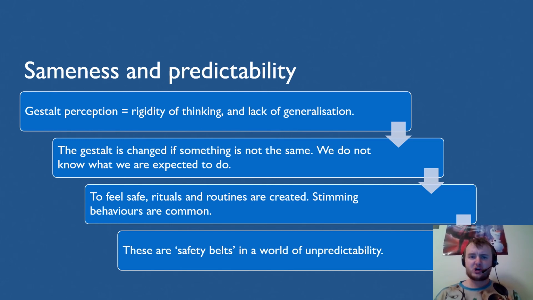An autistic child may perform a particular task if, for example, someone has touched them on the shoulder beforehand, and then they will fail to perform the same task if that first prompt hasn't even been given. If something is not the same, it changes the whole gestalt of the situation, and we as an autistic group do not know what we are expected to do, which causes confusion, frustration, and a lot of anxiety. Therefore, to feel safe, we create gestalt behaviors. These are rituals, routines, and stims.